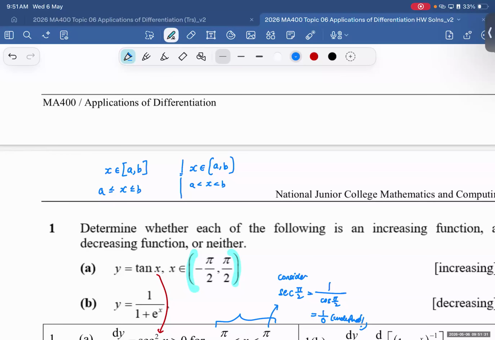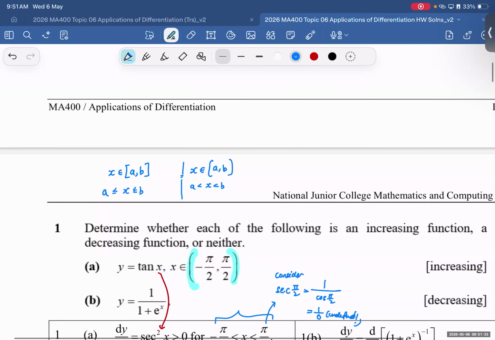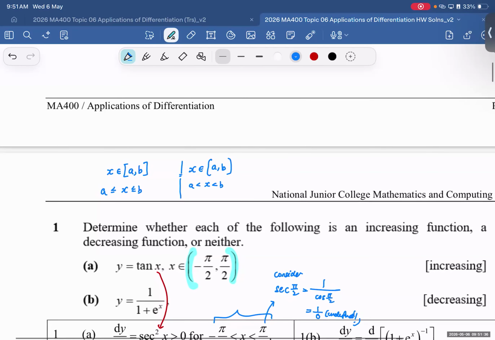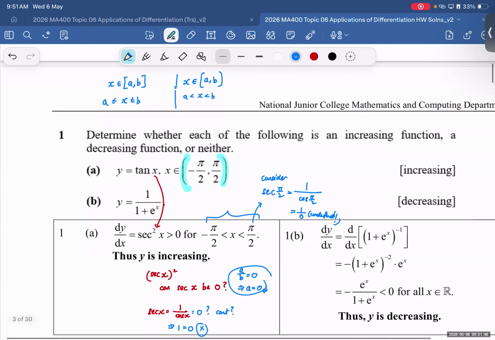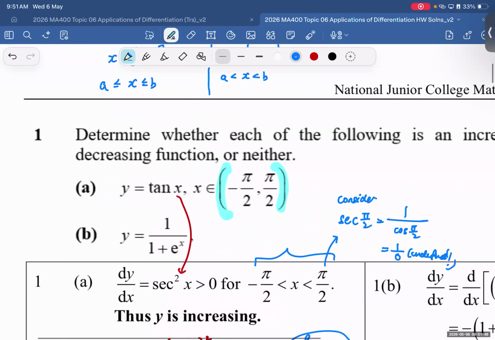Question 1A. No, there won't be a stationary point. For tangent x, it looks like that, but it's not a stationary point, because the graph will be increasing. That's another reason why we can't rely on the graph alone. If I go back to the definition, the definition of a stationary point is d1dx equals 0.